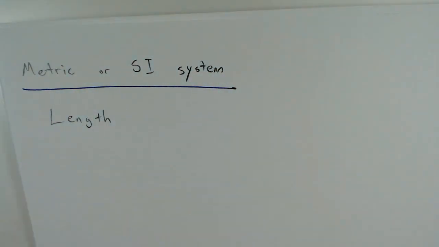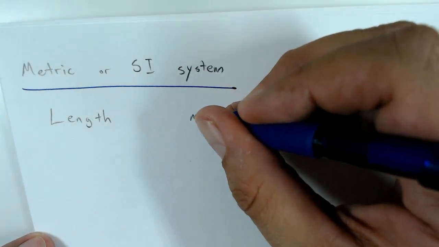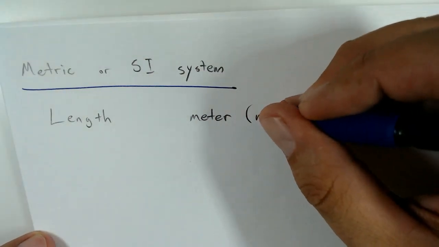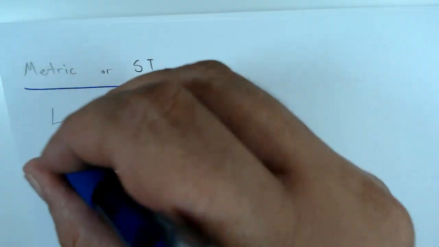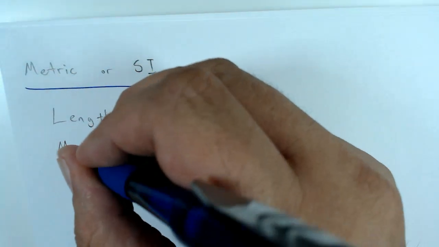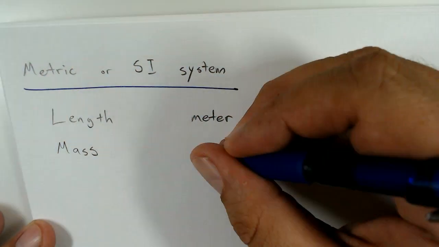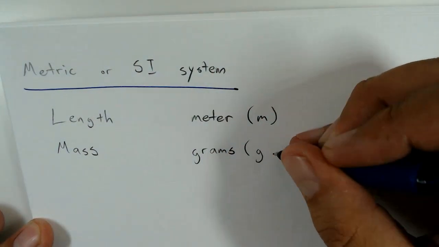And what do we typically use for length in metric? Meters. The centimeter or meter. Let's just look at the base units. So meter, and that's symbolized as m. And then some other basic units will be mass. And what do you guys think? Should be grams. And that's g.